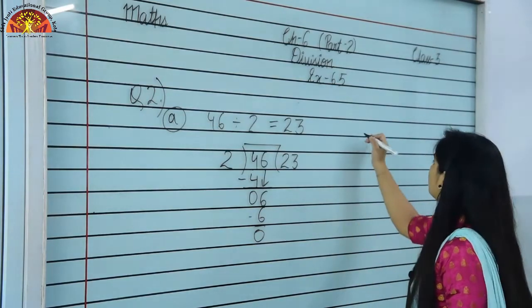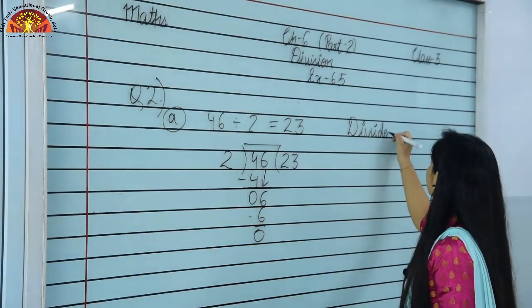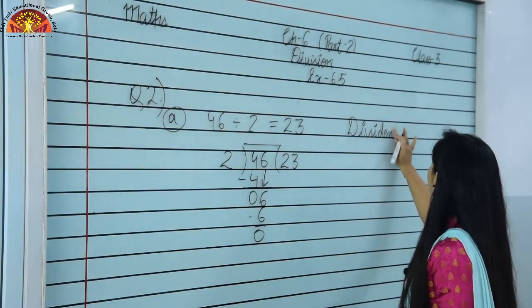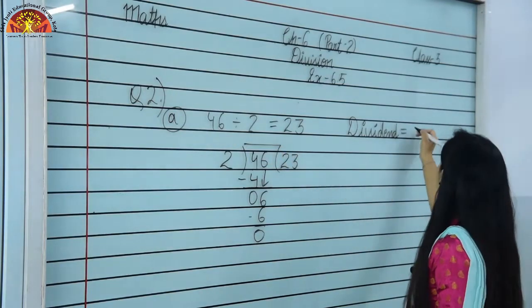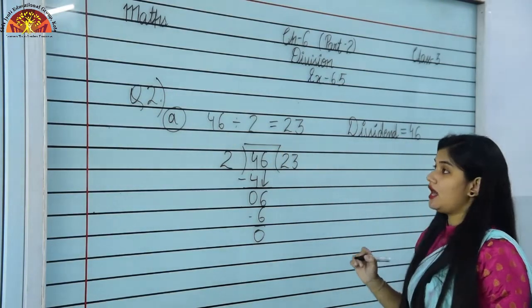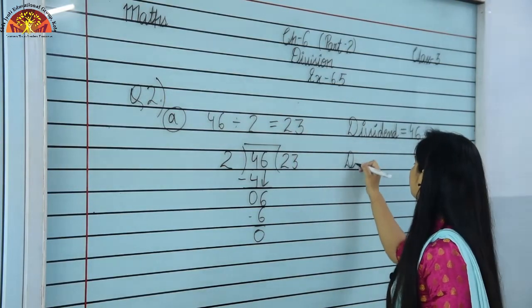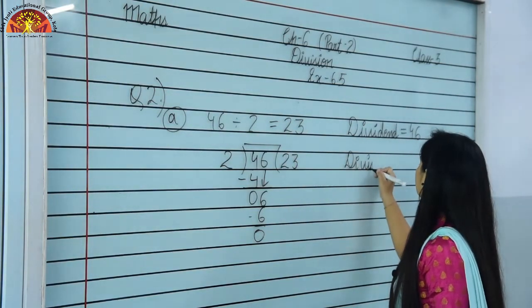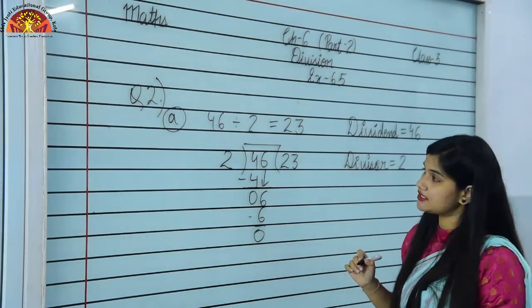Is it clear? Now what is the dividend in this question? Dividend क्या है इस question में? जिस number को आप divide कर रहे हो, that will be dividend and the dividend is 46. And the number by which you are dividing, that will be divisor. So divisor क्या हो गया? Divisor will be 2. जिस number से आप divide कर रहे हो वो divisor हो जाएगा.